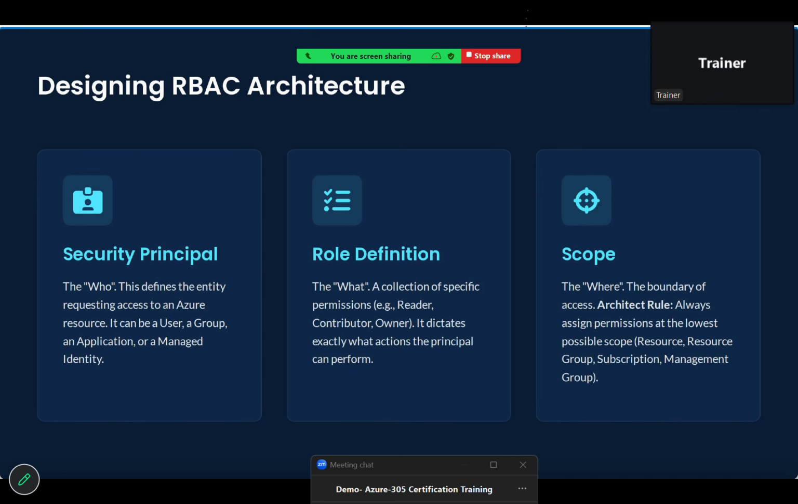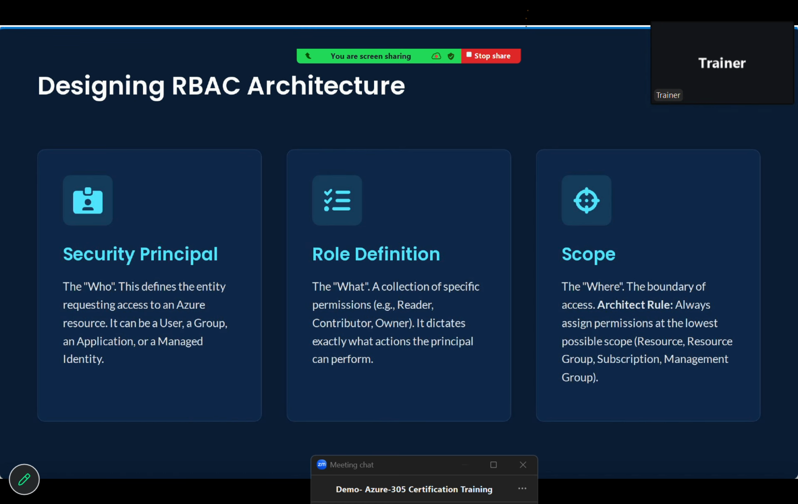Now what is scope? Scope defines a very simple thing, the simple word where. Service principals define who, role definitions define what, and scope defines where. So the boundary of the access. There is always a rule: always assign permission at the lowest possible scope, like resource group, subscription, or management group.